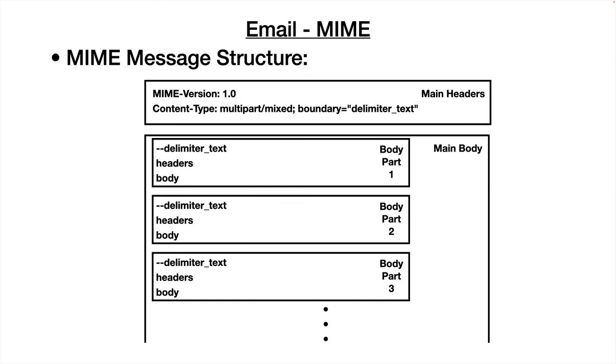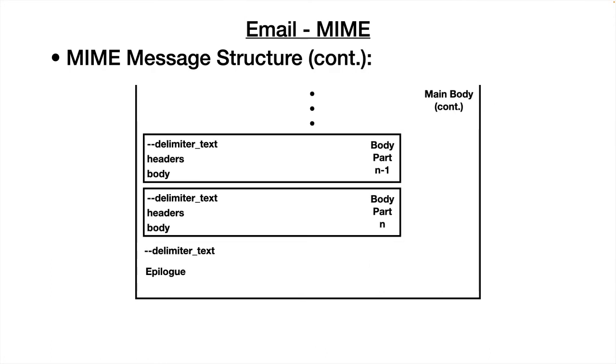and the second part of the body will have headers and body. Then I have that delimiter text, more headers, more bodies. So that continues on for however many sections you have. And then finally, you're going to have delimiter text at the end and might have an epilogue or an ending. So that is how a MIME message is structured.